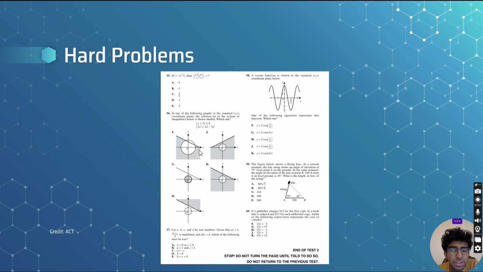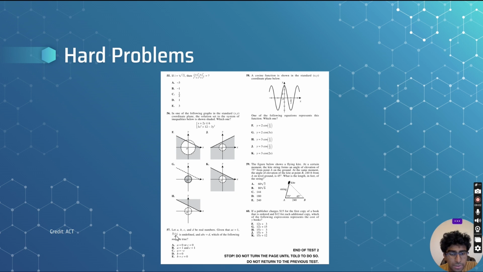56, this is an inequality one where you're given a line and a circle. So remember what we did for inequalities. Make sure you're doing it one inequality at a time. Make sure you're figuring out a shaded area for the first inequality, and then when you're doing the second inequality, make sure to look around in that area to figure out the area that would be shaded for both.